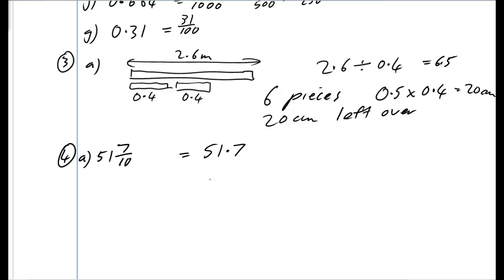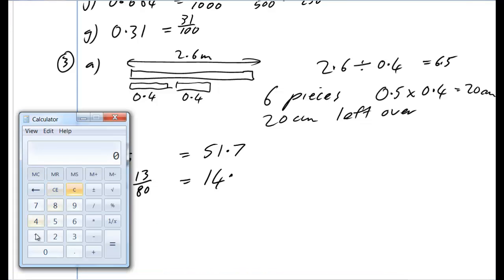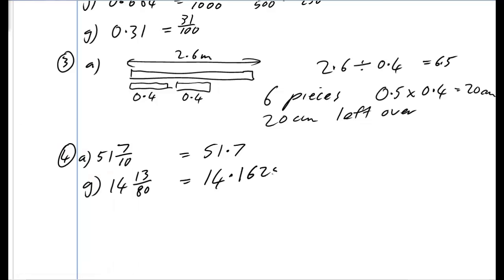Let's do one that's a bit harder. Let's have a look at like G. If you've got 14 and 13 over 80 as a mixed fraction, okay, it's going to be 14 point something. And to work out what the point is, all you do is you get your calculator and go 13 divided by 80. So you go 13 divided by 80 equals 0.1625. So 0.1625. All right, I want you to have a go at number 4, please.